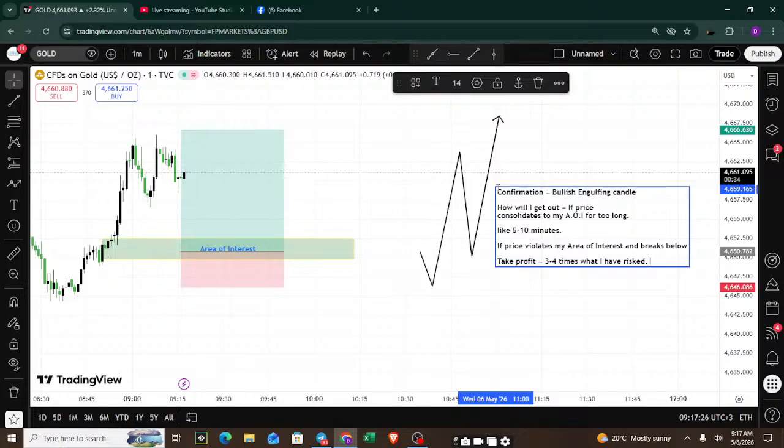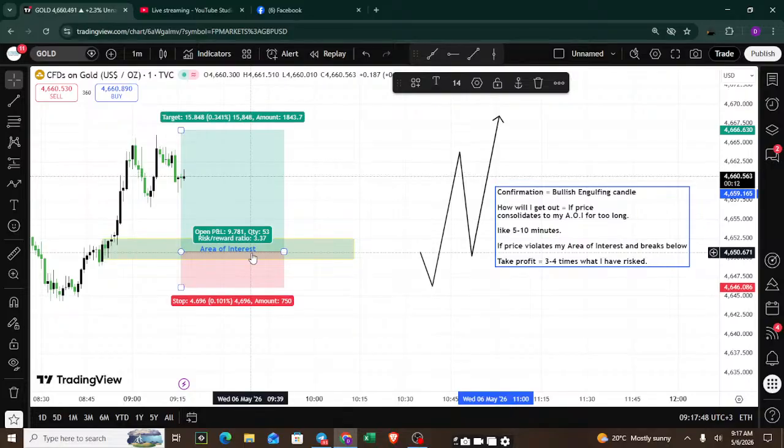So for example, today my area of interest is at this level here. If price violates that level, then automatically I will not get in. If price is consolidating around my area of interest for too long, that is 5 to 10 minutes, then I also get out. The idea behind this system is that it is going to reward you immediately. So within 15-20 minutes, you're already in significant profits.